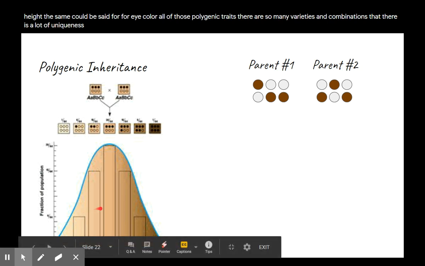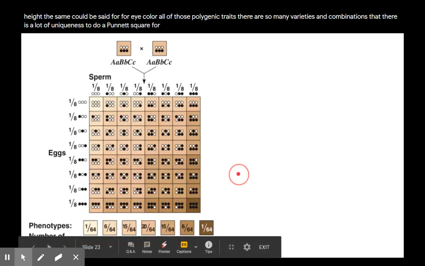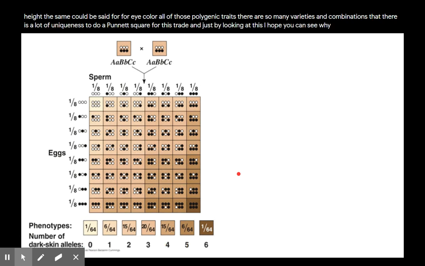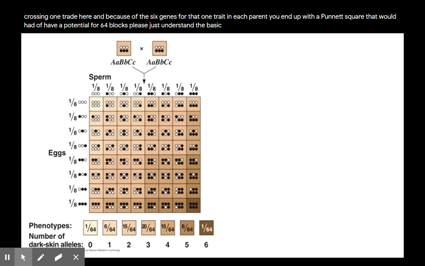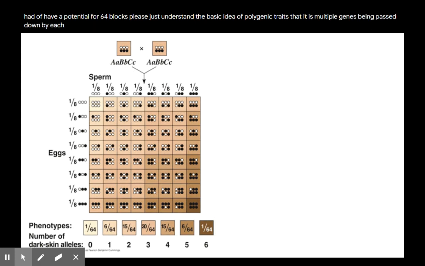We are not going to do a Punnett square for this trait, and just by looking at this, I hope you can see why. We're looking at just crossing one trait here, and because of the 6 genes for that one trait in each parent, you end up with a Punnett square that would have a potential for 64 blocks. Please just understand the basic idea of polygenic traits, that it is multiple genes being passed down by each parent that all contribute to one trait.